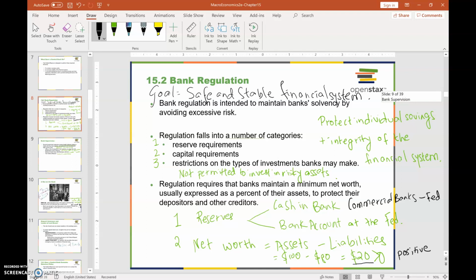Number 3, for the sake of depositors, there are restrictions on the type of investments, and commercial banks are not allowed to invest in risky assets, as for example, not allowed to invest in the stock markets. But definitely they can purchase US Treasury securities, which are considered as safe investments.